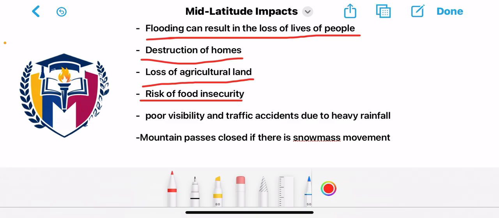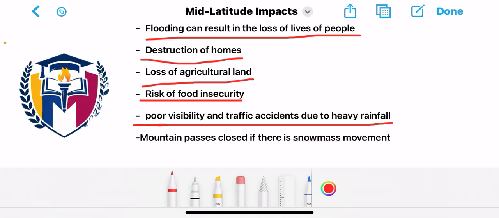Now, remember, these points, make sure to elaborate them, because I'm just giving you points so that you will have to elaborate them further, because you cannot write them like this. Risk of food insecurity. Now, when we have much rainfall, rainfall can destroy our crops at the farm. So when more crops are destroyed, it means more food is destroyed, and hence people have less access to food. And when there is less access to food, it means not all the people will be catered for.